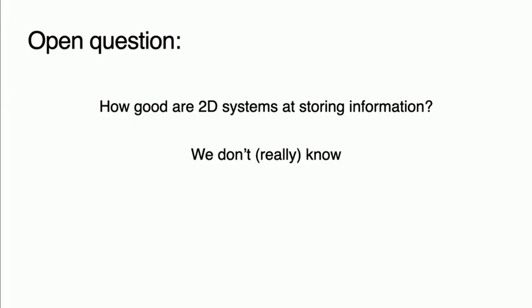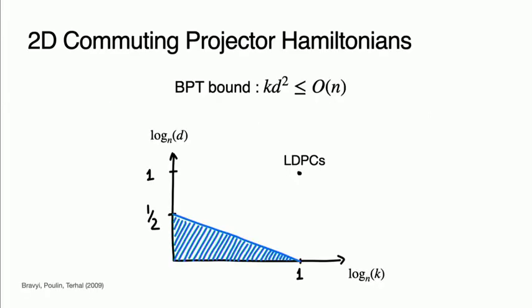Fortunately, we don't really know. The kind of system that we have the most information about are 2D commuting projector Hamiltonians. There's a very nice paper that Annie talked about, the Bravyi, Poulin, and Terhal paper from 2009, that shows that the number of logical qubits and the distance of those codes are restricted in a very drastic way.